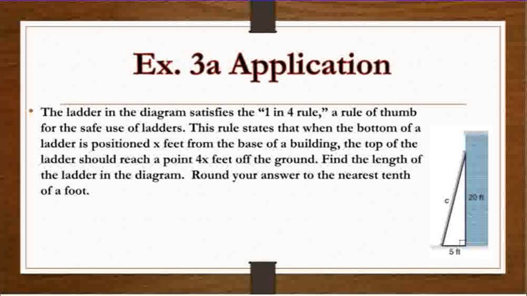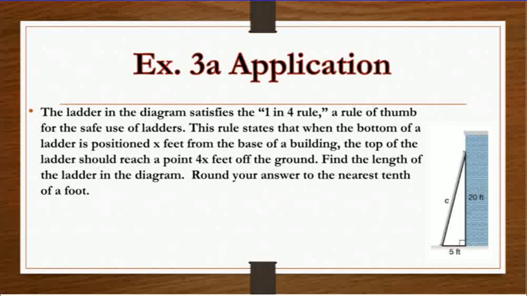And let's go through some application problems. The ladder in the diagram satisfies the 1 in 4 rule, a rule of thumb for the safe use of ladders. This rule states that when the bottom of a ladder is positioned x feet from the base of a building, the top of the ladder should reach a point 4x feet off the ground. Find the length of the ladder in the diagram. Round your answer to the nearest tenth of a foot.